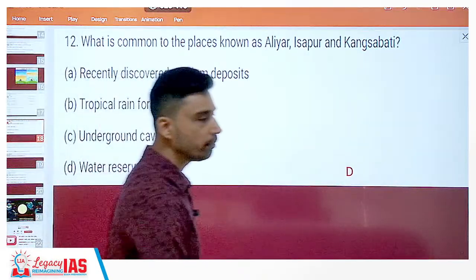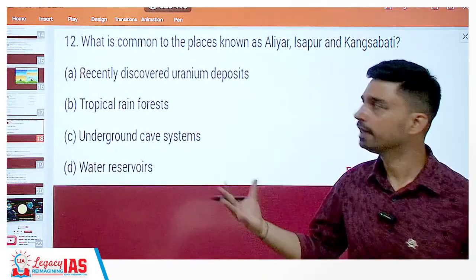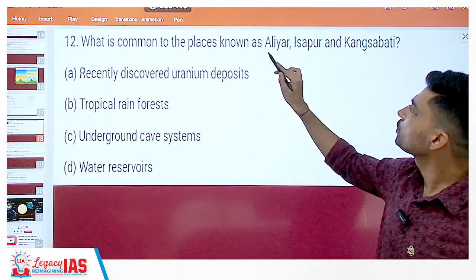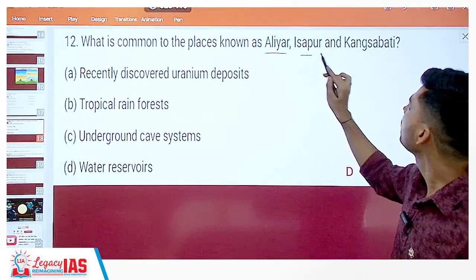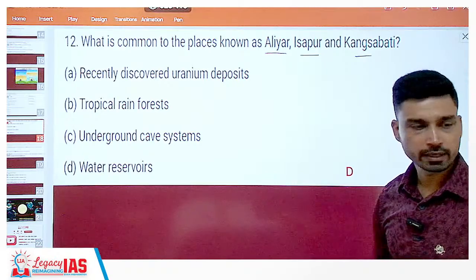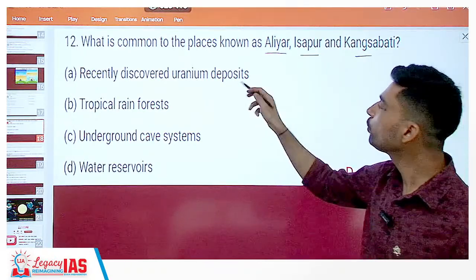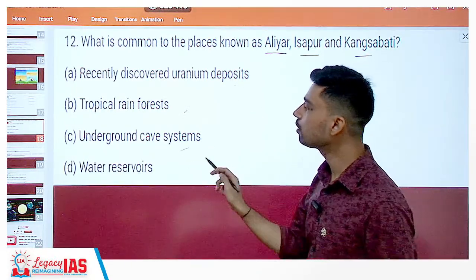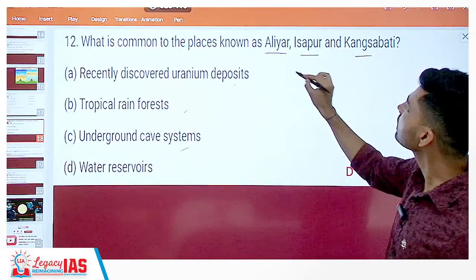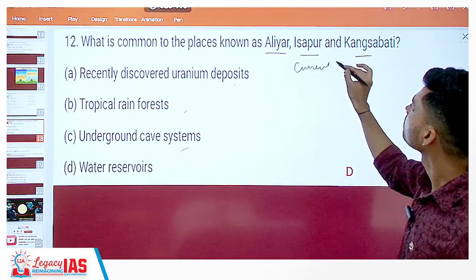Then we have a mineral deposit based question asked from the Indian geography. What is common to places known as Aliyar, Isapur and Kangsabati? The options are: recently discovered uranium deposits, tropical rainforest, underground cave system, water reservoir. This is a current affair based question.